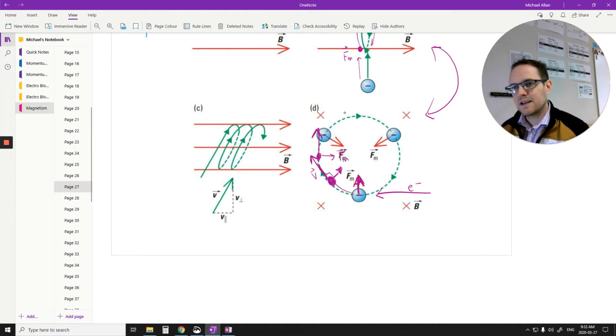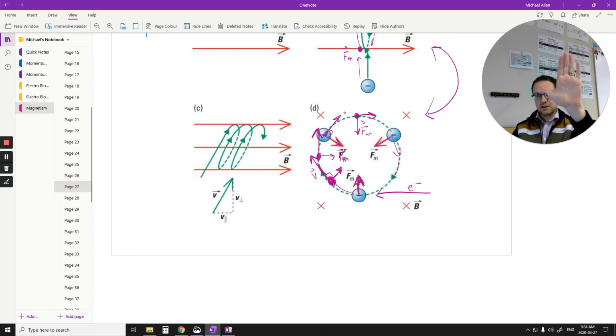Then now it's here. It's changed its direction, and now it's pointing that way. At the top here, now it's going this way because it changed its direction again. So the force is inwards again. It changes its direction. So now it's traveling that way, and it's going to keep on doing that around and around, because the force is always going to be perpendicular.